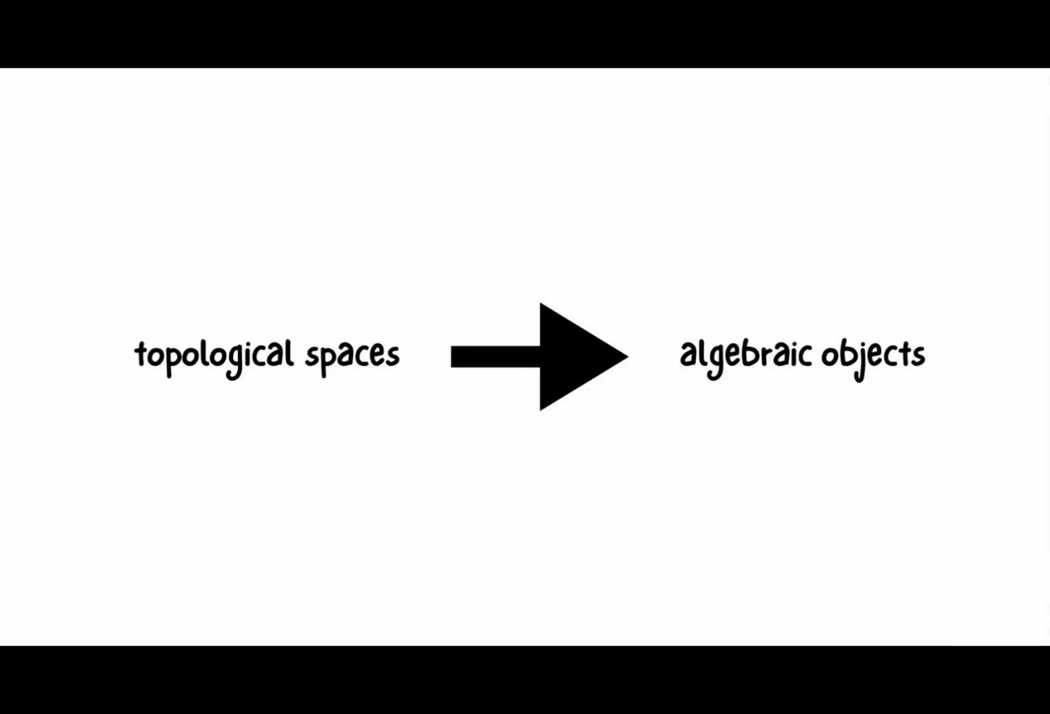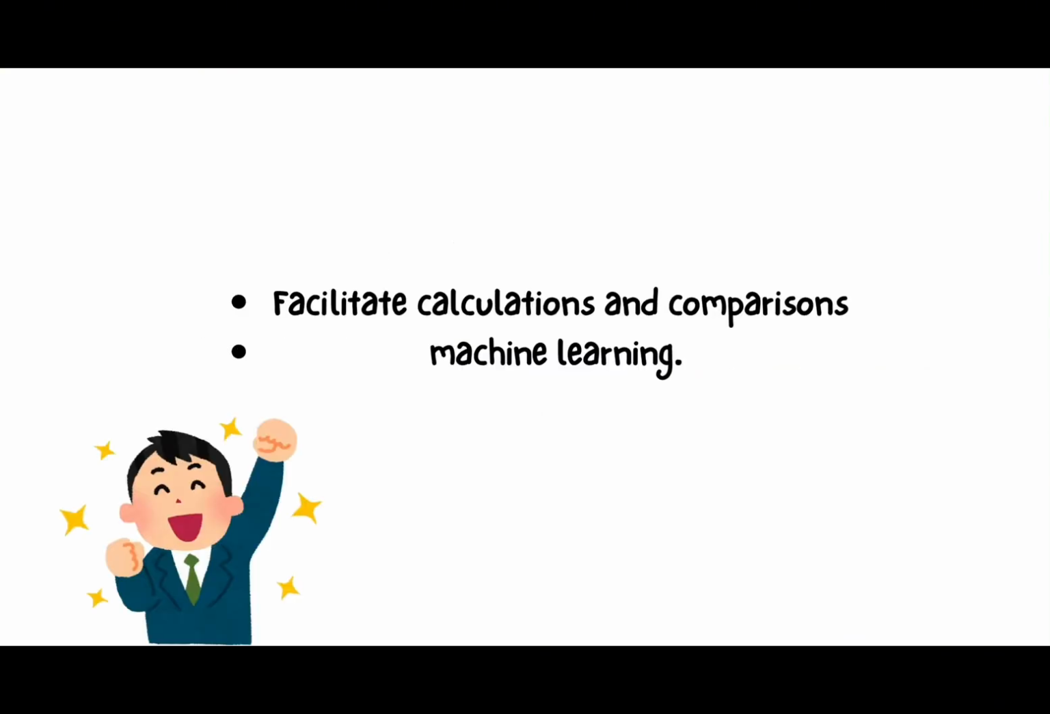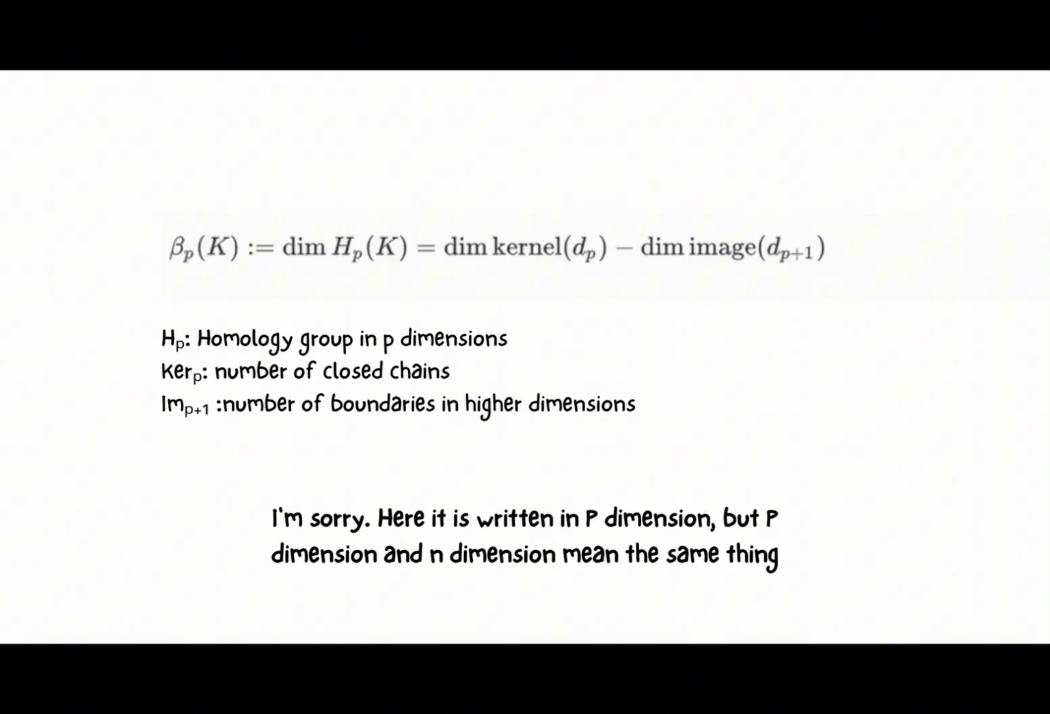We can then transform topological spaces into algebra objects by using algebraic topology to simplify calculations and comparisons, as well as to combine with machine learning. This formula, H_n, which is the homology group in n dimensions, equals the kernel in n dimensions divided by the image in n plus 1 dimensions, and can help us calculate the number of real holes.